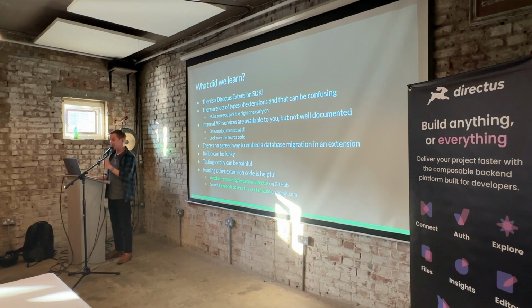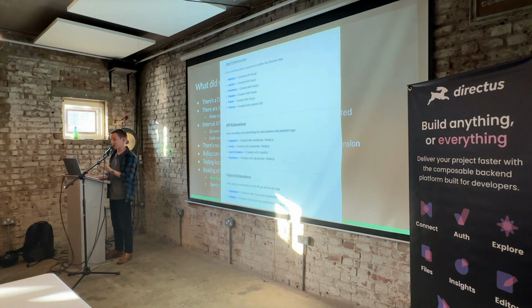There are lots of types of extensions, and that can be confusing. These are all the different types. Also, they're all subtly different in the way that they're put together, at least when we were doing ours. Hooks are JavaScript, and they're compiled using a thing called Rollup, which I'll talk about in a sec. But then app extensions are like ECMAScript modules, and they're loaded in a little bit differently. It's very confusing, and it's moved around a little bit. There's definitely some funkiness there to watch out for.